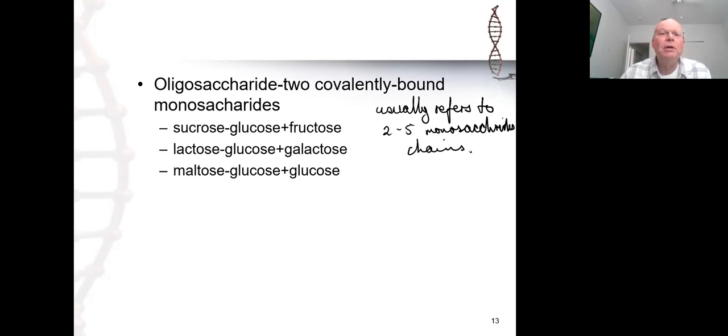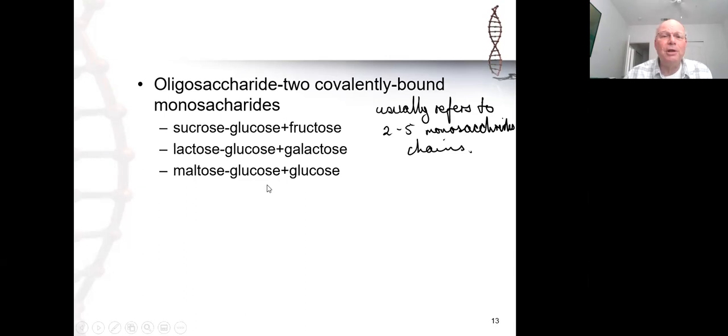But the most common oligosaccharides that you'll encounter in a biology forum are disaccharides. So table sugar, sucrose is a disaccharide, milk sugar, lactose is a disaccharide, and cereal sugar, the sugar that's found in cereal grains called maltose, is also a disaccharide. Sucrose is a disaccharide formed from glucose and fructose. Lactose is glucose and galactose. Maltose is 2 glucoses. So these are the common disaccharides that we encounter in a biology forum.